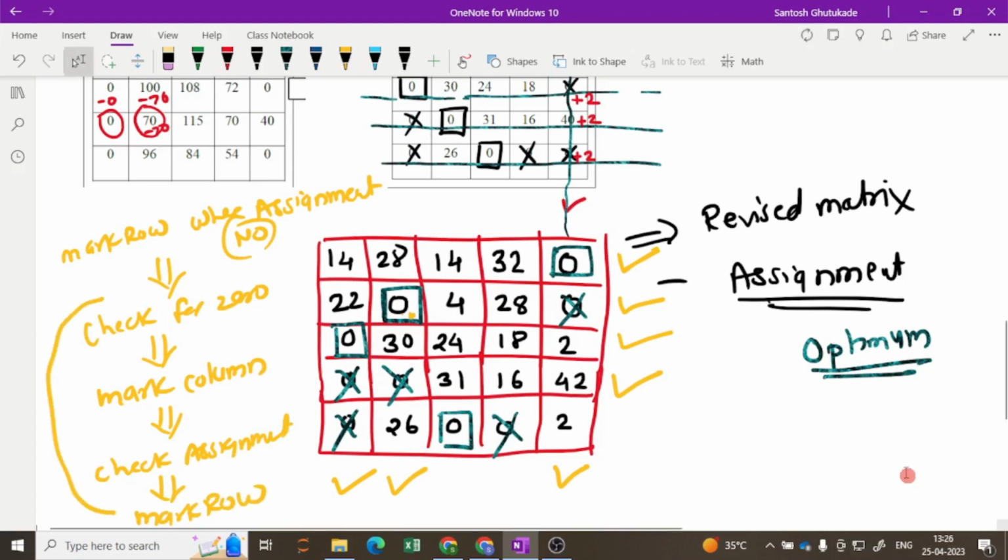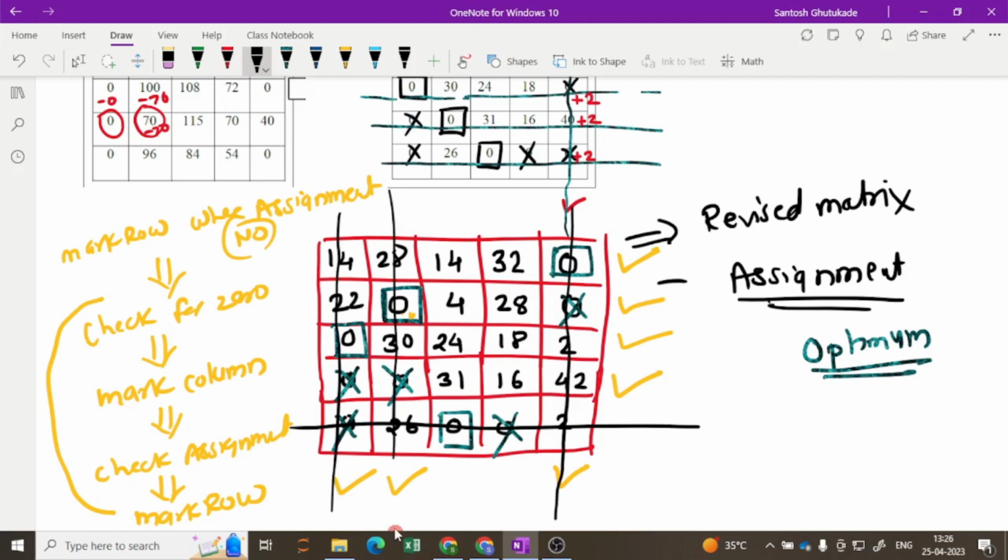So we have done this procedure, and we have to draw the lines from the unmarked row and marked column. The first 4 rows are marked, so the last row is remaining. So I will draw a line on the unmarked row, and then the marked columns. I will mark this first column, then the second, and this column also. Now again we have to do the same procedure.